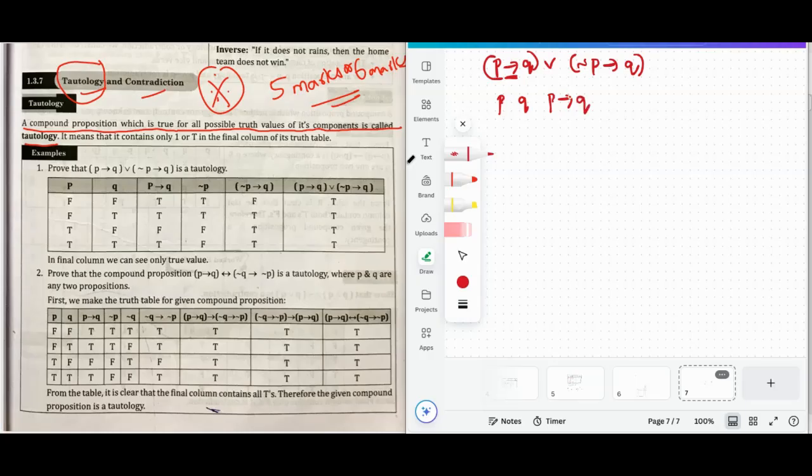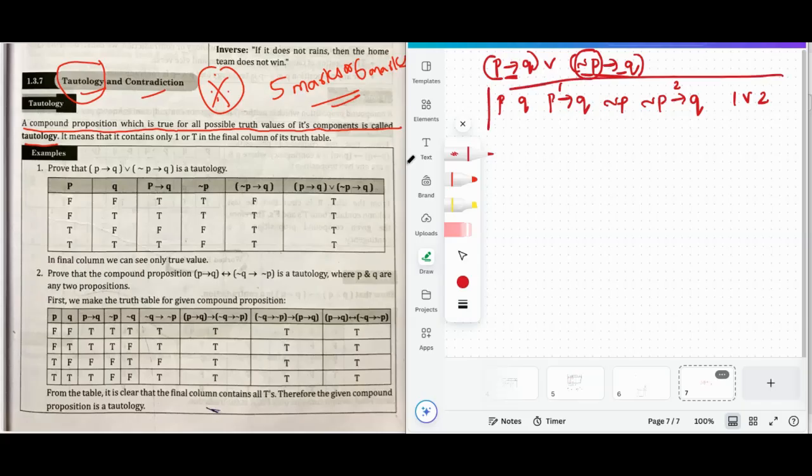So here P, Q, and first we will take the bracket P implies Q, then in the second bracket we have negation P, and then Q, that will be negation P implies Q. For two statements there are 4 values. I'll take this as 1, and this as 2, and then 1 or 2 for the overall. Then by constructing the table we have the values.